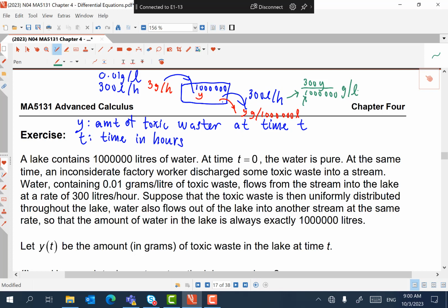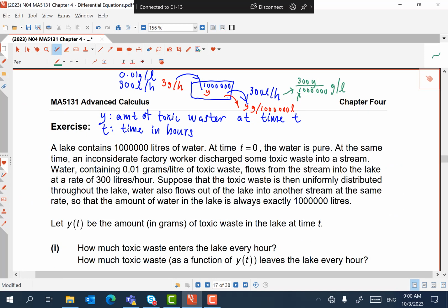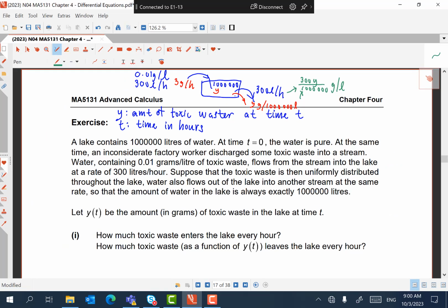Okay, with this discussion, you want to now write down the DE governing this phenomenon. What then is our DE? Based on our discussion, the rate of change of the amount of toxic inside there will equal an incremental rate minus a decremental rate. The incremental rate in this case is 3 grams per hour, and the decremental rate is 300y over a million.